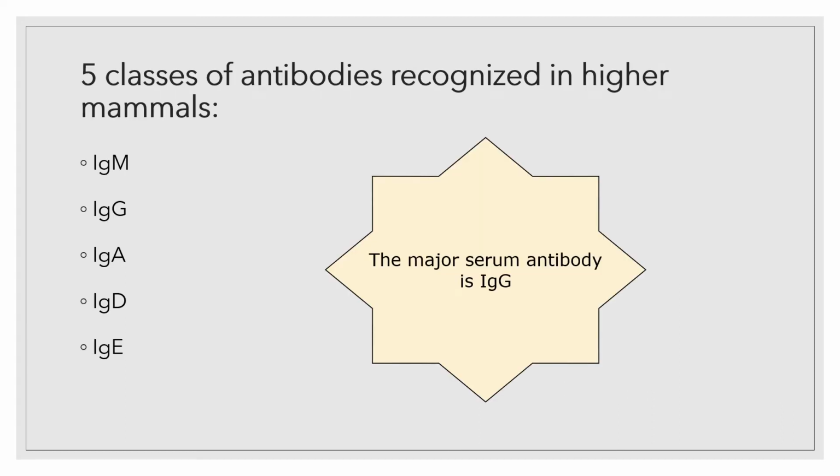There are 5 classes of antibodies recognized in higher mammals, and they're named after their heavy chain. We have IgM, IgG, IgA, IgD, and IgE. That stands for mu, gamma, alpha, delta, and epsilon. These are the 5 major serum antibodies, and the most abundant in serum is IgG.